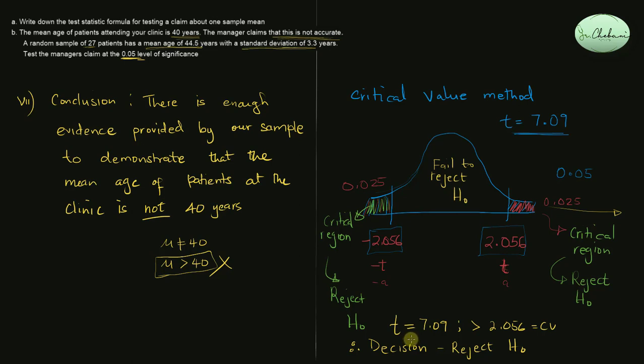So there is consistency between the two, and generally, if you are not instructed, you can choose whether you want to use the critical value method or the p-value method. So that's our decision, and our conclusion will be the same: there is enough evidence provided by our sample to demonstrate that the mean age of patients at the clinic is in fact not equal to 40 years. It could be greater than 40 years because our sample mean is 44.5.